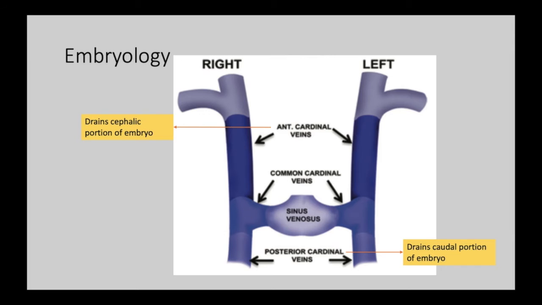So knowledge of the embryology of superior vena cava helps in understanding congenital malformation related to superior vena cava. In 5th week of fetal life, there are 3 paired veins, cardinal veins, draining the body of the embryo. So the anterior cardinal veins drain the cephalic portion of the embryo, whereas the posterior cardinal veins drain the caudal portion of the embryo. And these veins will drain into the short paired common cardinal veins and finally draining into the sinus venosus.